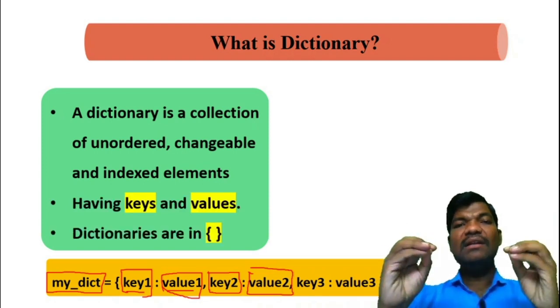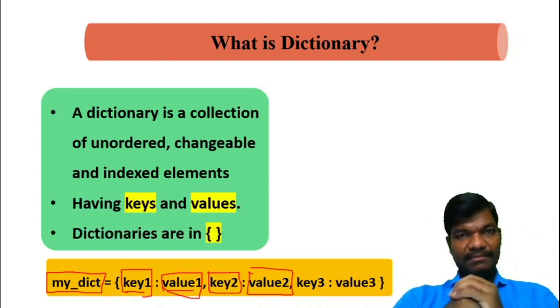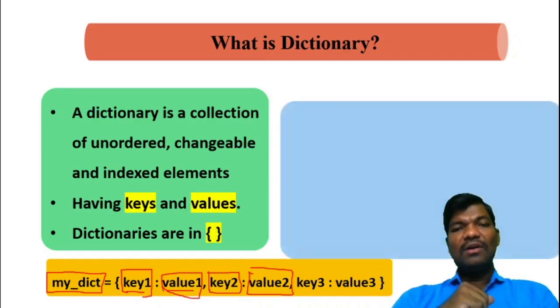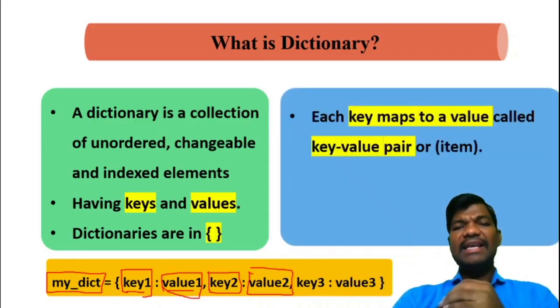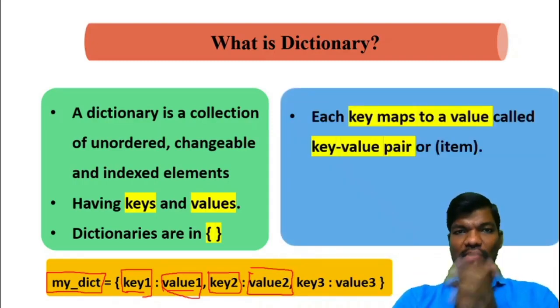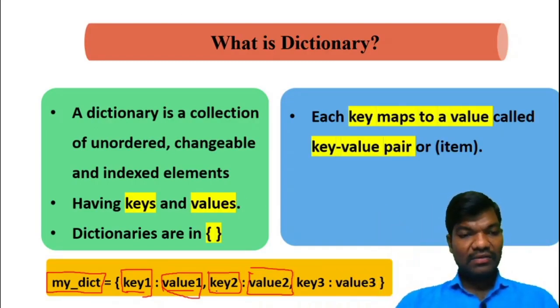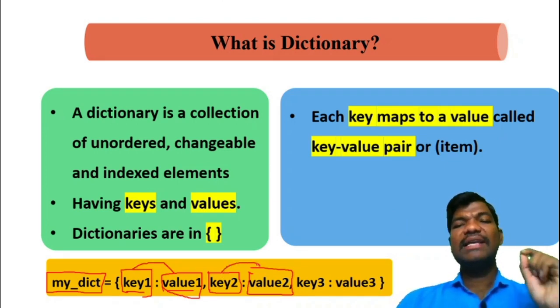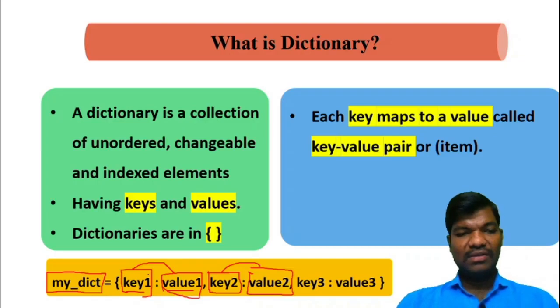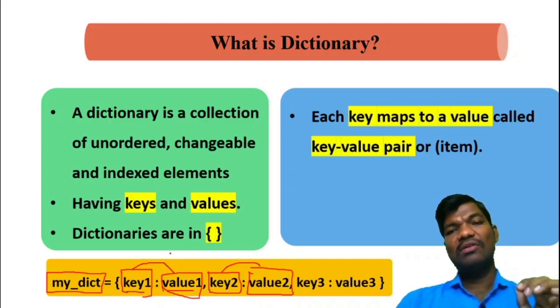These dictionaries are in curly braces. Each key maps to a value. This key is mapping to a value, and this key is mapping to a value. That is called a key-value pair. So this total is called a key-value pair, or sometimes it is called an item.